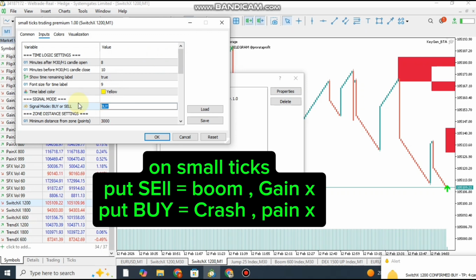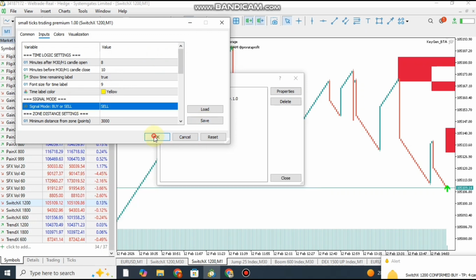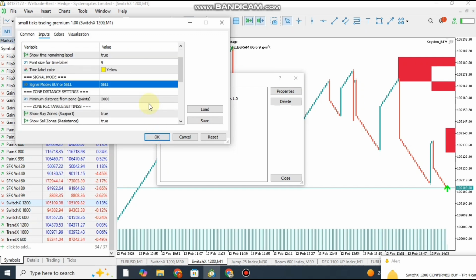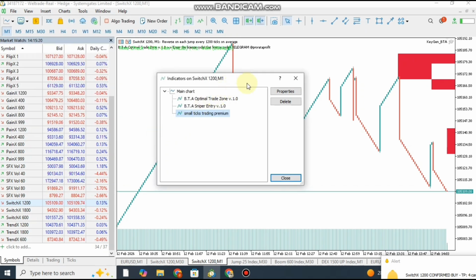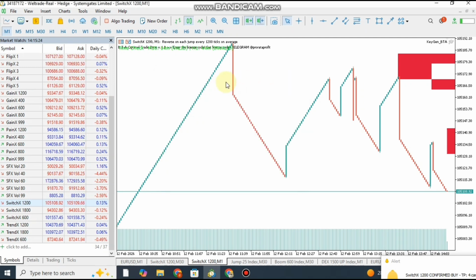So you can see here we have 3 indicators, and when you are trading boom, we put a sell. When you are trading crash, we put buy, because it's small ticks trading software. And the same for pain and gain indices, and also trend switch indices, all of them. So sell is for gain, buy is for pain indices on Weltrade broker. And by the way, I'm on Weltrade broker right now. So let's now activate the 2 indicators.